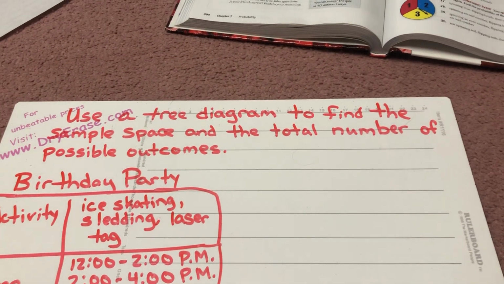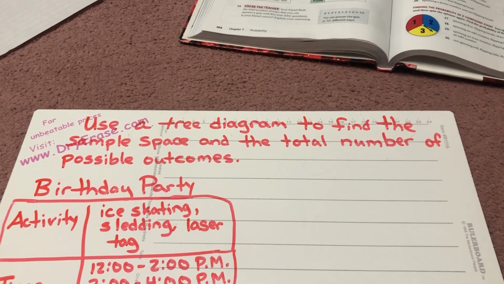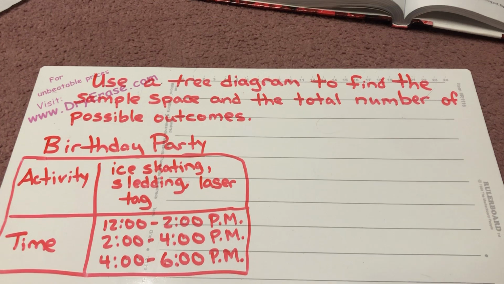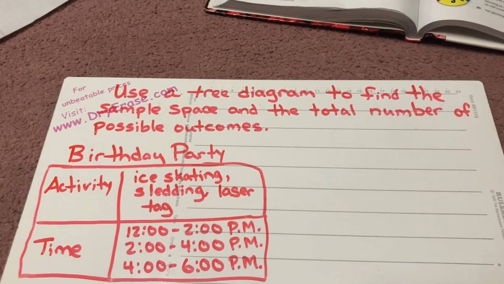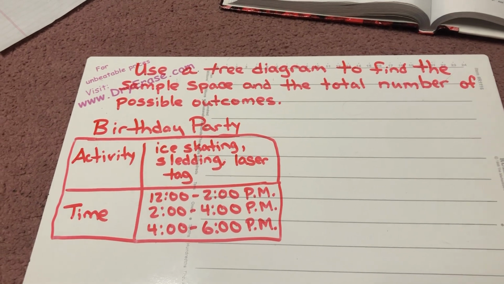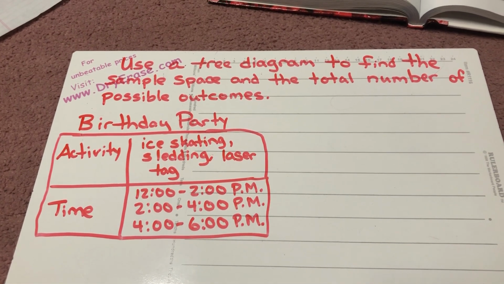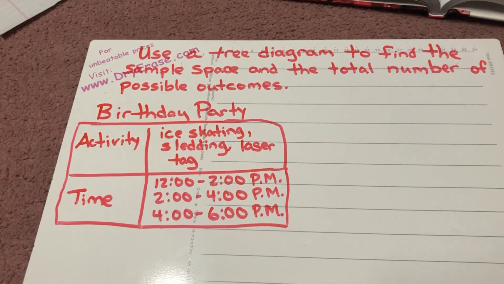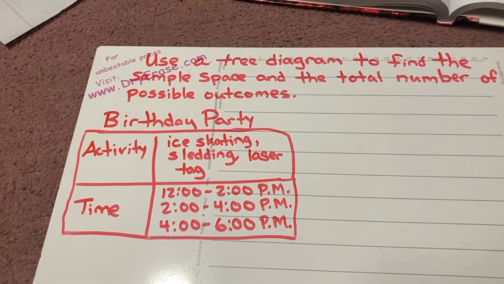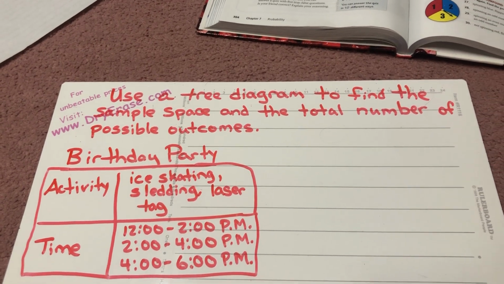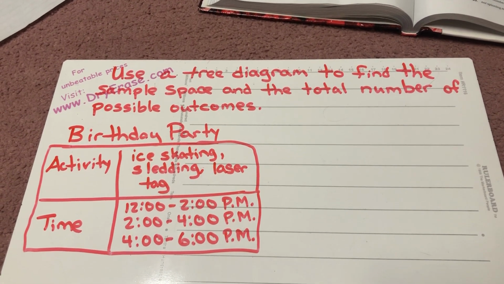This says use a tree diagram to find the sample space and the total number of possible outcomes. We are continuing here in chapter 7 about probability. So we're going to be looking at some different things today. One of them is going to be tree diagrams, sample spaces, as you see. So here's an example we're going to do here. Use a tree diagram to find the sample space and the total number of possible outcomes.